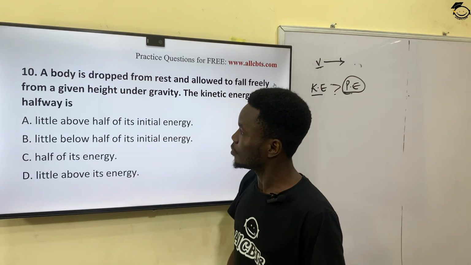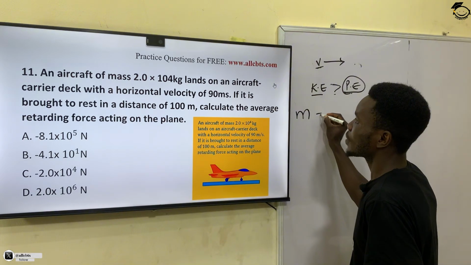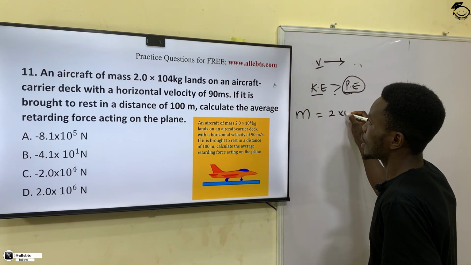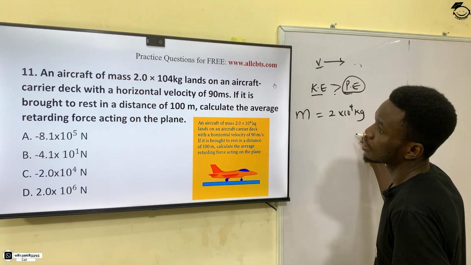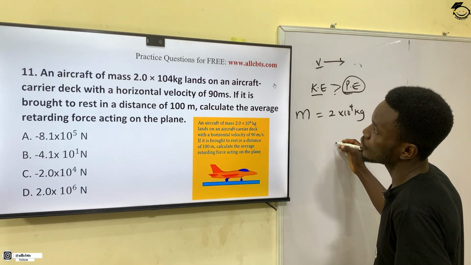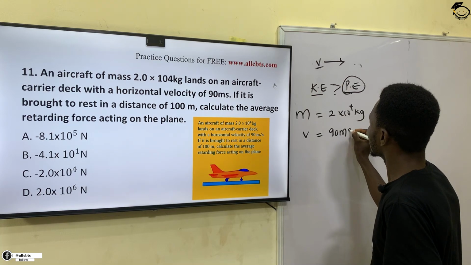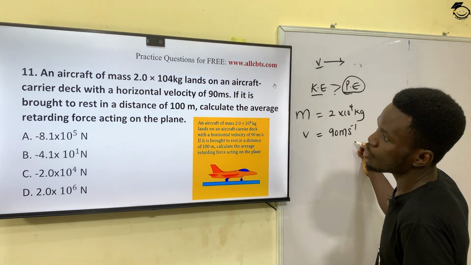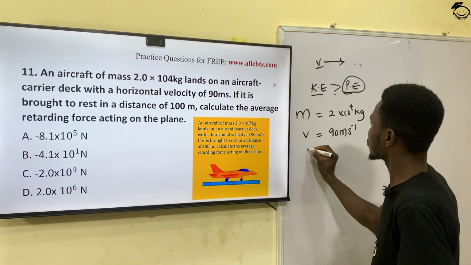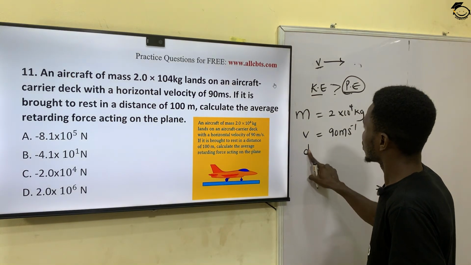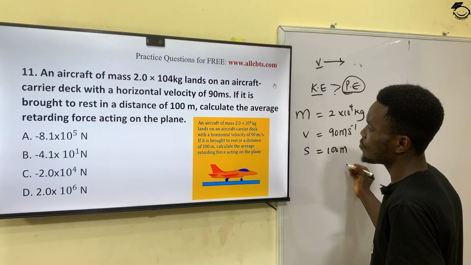So that is also question number 11, which says an aircraft of mass, so we have the mass of the aircraft as 2 times 10 raised to power 4 kilogram, lands on an aircraft carrier deck with a horizontal velocity, so we have velocity as 90 meters per second. If it is brought to rest in a distance, so we have a distance S as 100 meters, calculate the average retarding force.